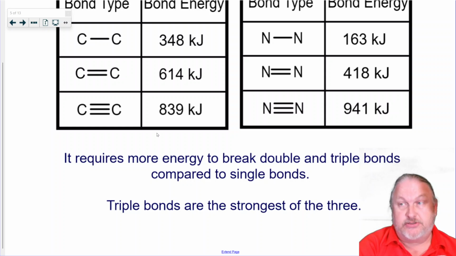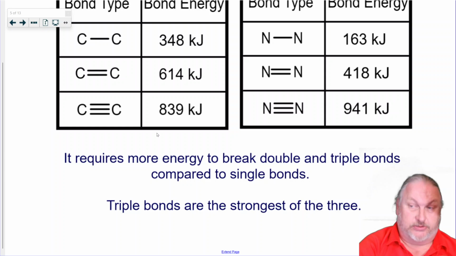If you look at the nitrogen bonds, a nitrogen triple bond is 941 kilojoules. That's a lot of energy that you're going to need to break that triple bond. So that triple bond is a very, very, very strong bond.